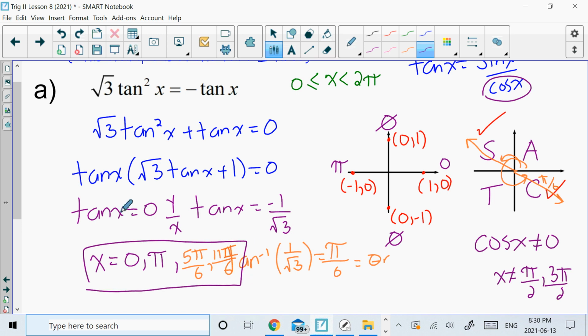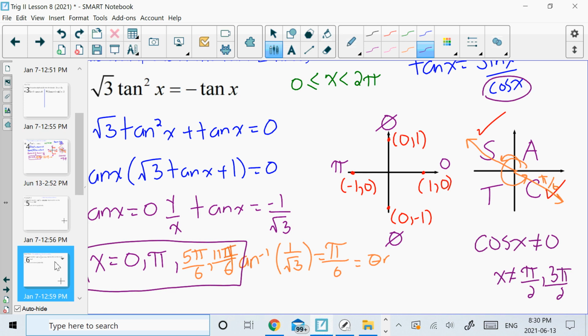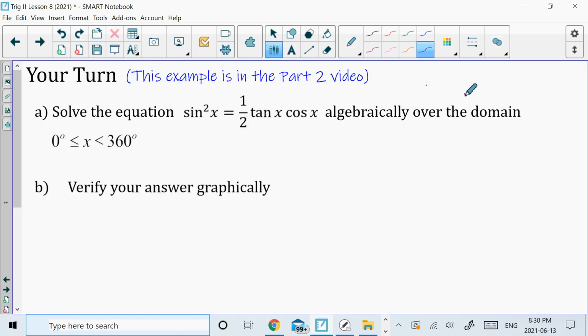Okay, the next one that I want to do, or the last one I want to do, is this one here. It gives us sine squared x is equal to 1/2 tan of x cos of x. So you might be saying, okay, well, what would we do here? And sometimes you have to play around with different things, like is this going to be a Pythagorean identity, or what will you do?